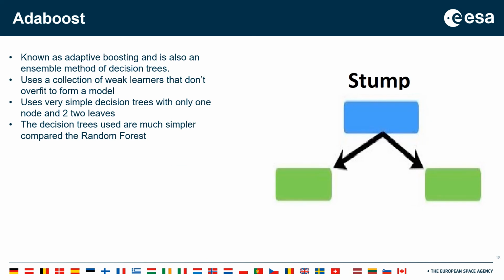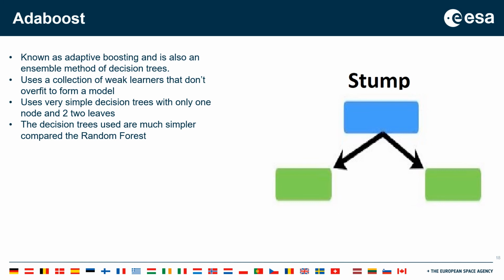The final supervised method that we used is AdaBoost. This is also known as adaptive boosting, and like the previous method, it is an ensemble method of decision trees. This uses a collection of weak learners that don't overfit at all to form a model. So it uses very many simple methods together, and you get a result from that.